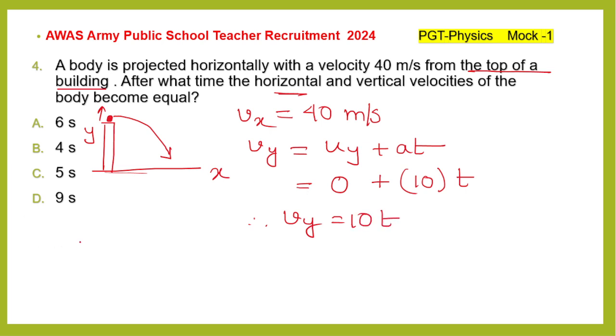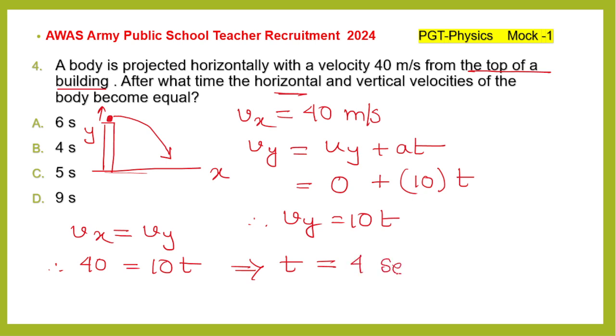As per the condition, we can write Vx is equal to Vy. So 40 is equal to 10t, and if we calculate this, it gives t is equal to 4 second. Here option number B is your correct answer.